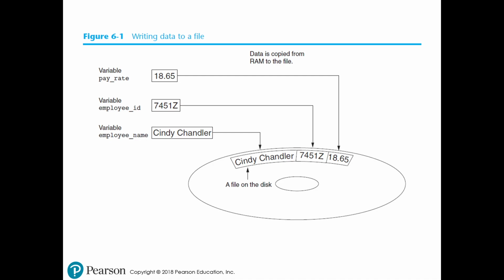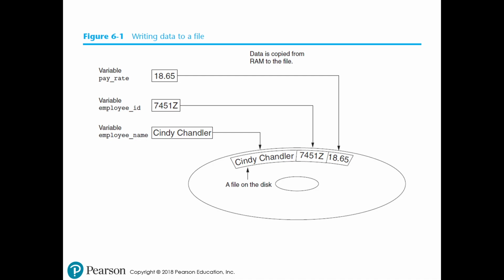So here we have sort of a graphical representation of what our disk looks like, what our file looks like on the disk. So we have our data that's in memory. That's the stuff that's in our variables. So let's say, for example, we have 18.65 in a variable called pay rate. We have an employee ID, and we have an employee's name. So we want to save this in a file on the disk.